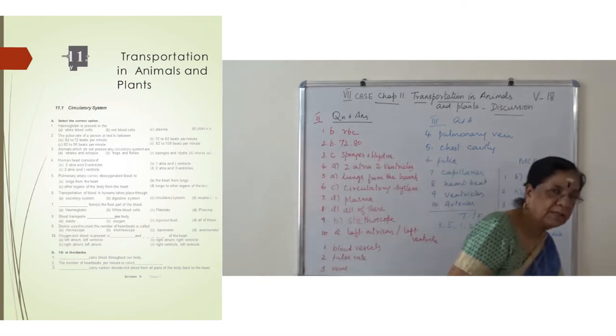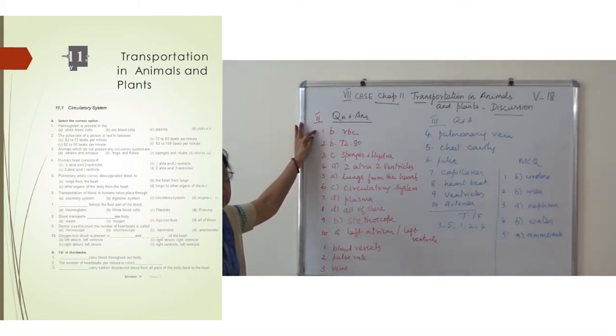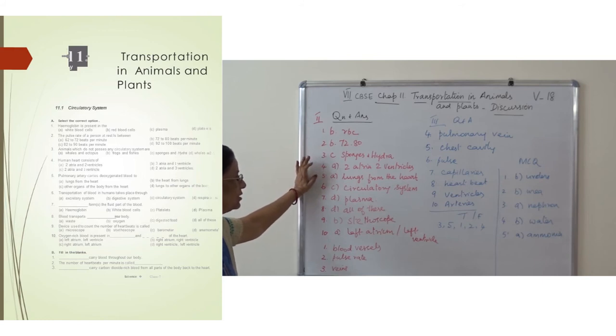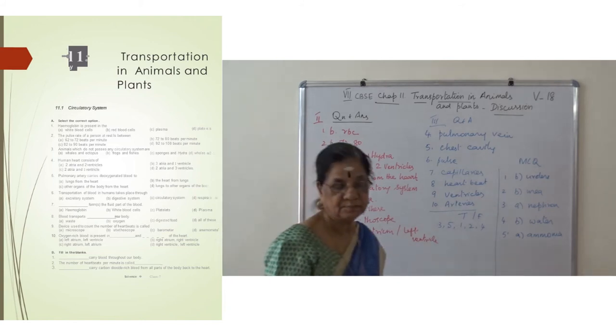I hope you understand. So, choose the correct answer. First one, B option, RBC. Second, B option, 72 to 80 heartbeats per minute. Third one, C option, sponges and hydra. Fourth one, A option, 2 atria and 2 ventricles. Fifth one, A option. And the sixth one, the circulatory system. 7, plasma. 8, all of these. 9, stethoscope. 10, left atrium and left ventricle.